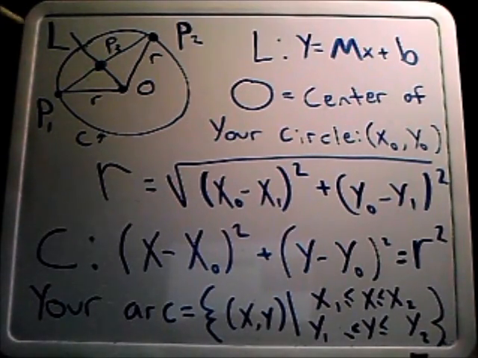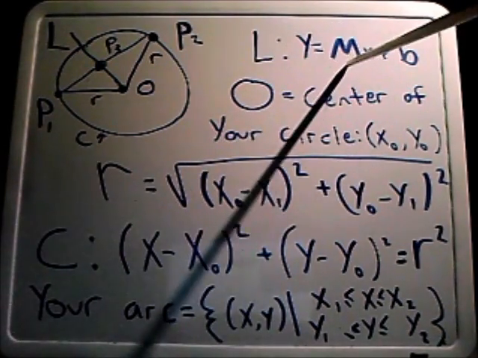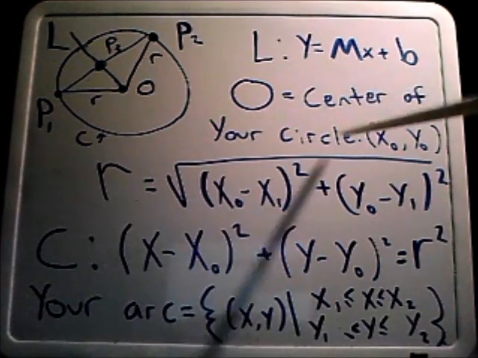Okay, so now we have our line L. L goes through the midpoint of the line P1, P2, which is P3. Also, L is perpendicular to P1, P2, the line P1, P2. Now, we solved for L in our last frame, and we know what M is, and we know what B is. So now we just pick O. O is going to be the center of your circle.